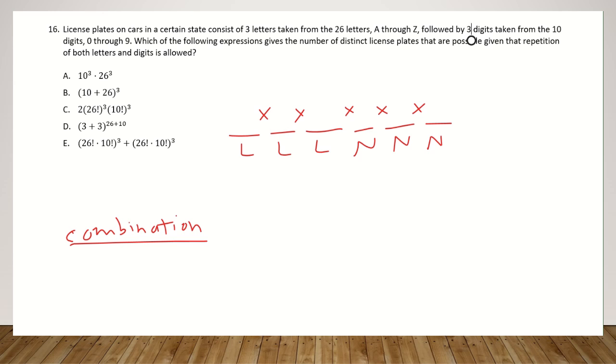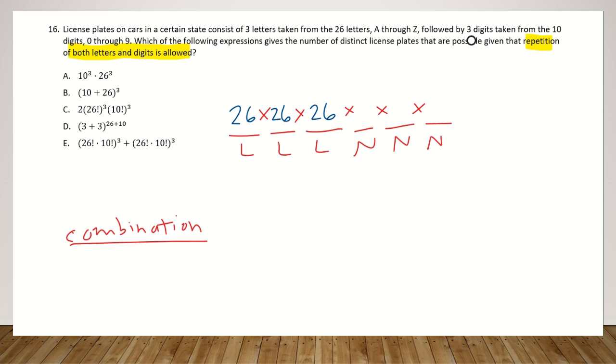Okay? So the license plate consists of letters taken from the 26 letters. All right? So that means you have 26 letters to choose from for your first letter. Now, here's something important. It says that repetition of both letters and digits is allowed. Okay, that means you have 26 letters the first time and you still have 26 for your second letter and 26 to choose from for your third letter. If repetition was not allowed, you'd have 26 to choose from for your first letter, but then only 25 for the second letter because the first letter would already be taken, right?